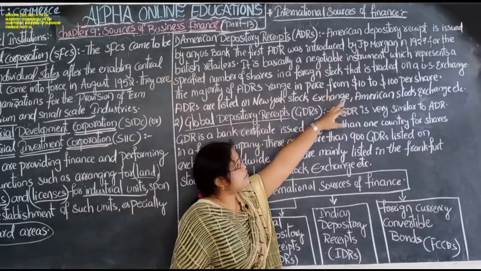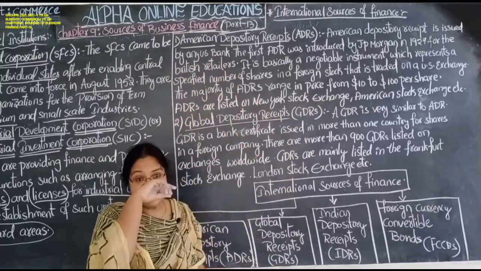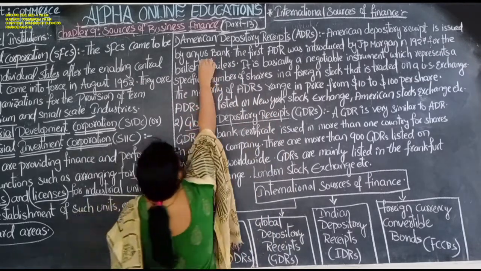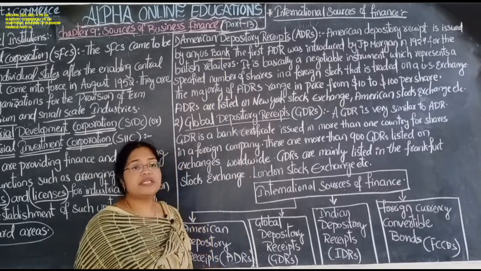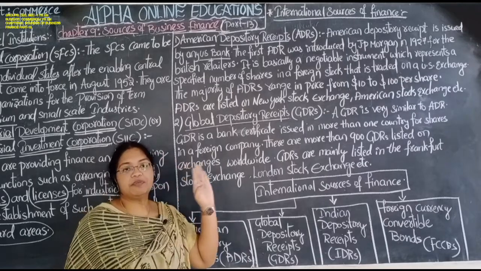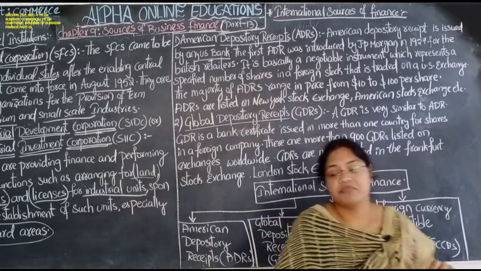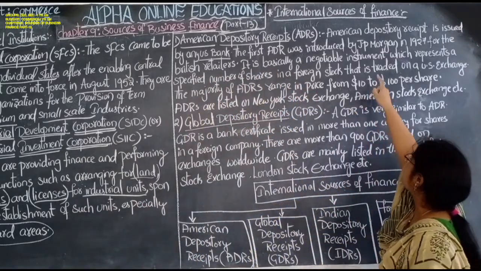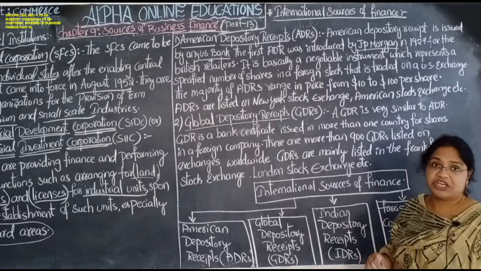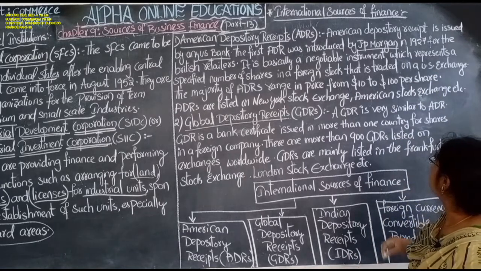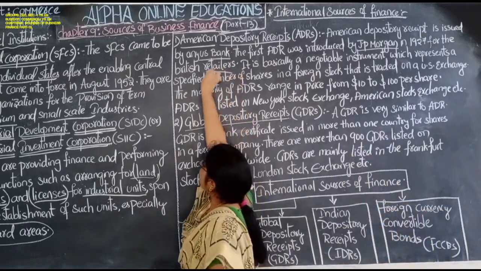An American depository receipt is issued by any US bank. US bank means United States. So any US bank will issue these types of depository receipts. Okay, any bank will issue these type of receipts for what you deposited. The first ADR, the first American depository receipt, was started by JP Morgan in 1972. So in 1972, JP Morgan introduced this for the first time. He is a British retailer.